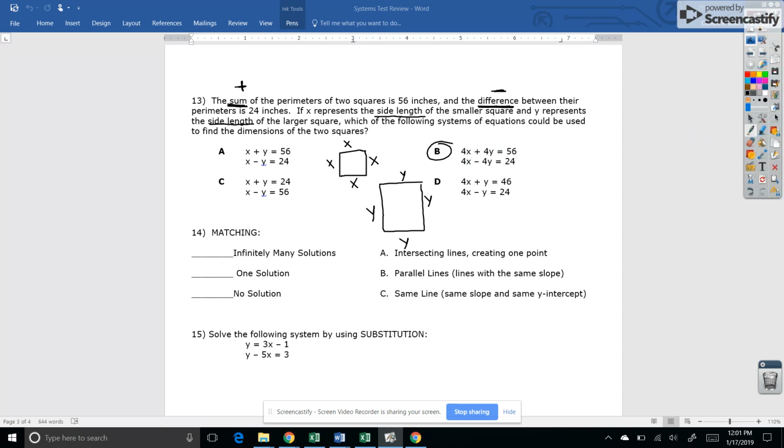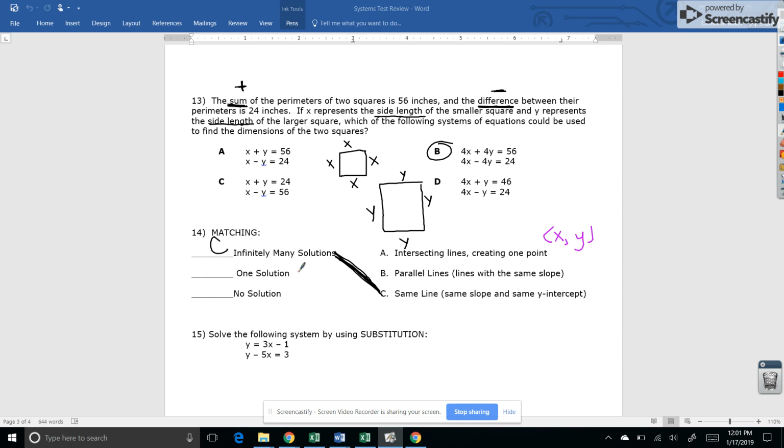All right, some matching. Infinitely many is when they are the same exact line. Where do they cross? Always. One solution is when they just intersect one time. They create a point, an ordered pair. An x and a y would be our answer. No solution is when they are parallel, because no solution means they will not cross and they will not touch.